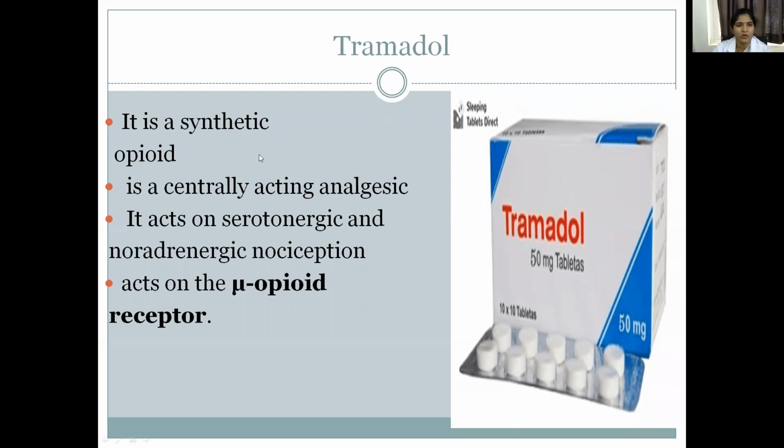It is a synthetic opioid. It is a centrally acting analgesic. It acts on serotonergic and noradrenergic nociception, and it acts on mu opioid receptors. Tramadol is the centrally acting analgesic. It acts on serotonergic and noradrenergic nociception, and also acts on mu opioid receptors.